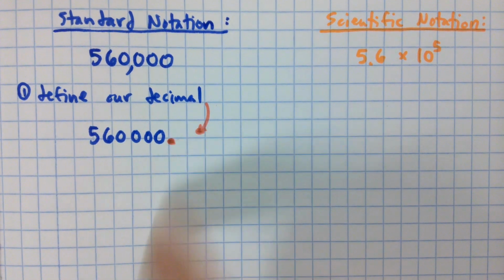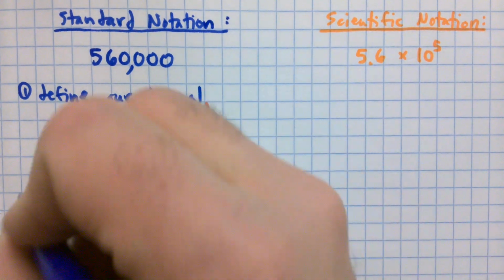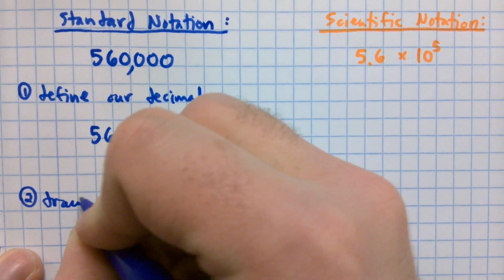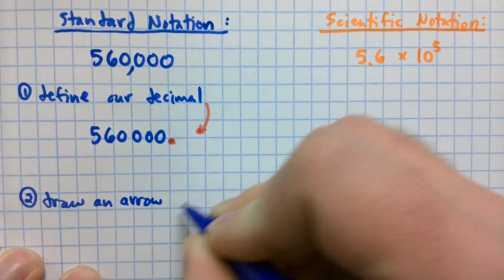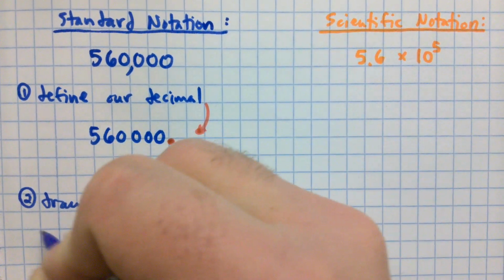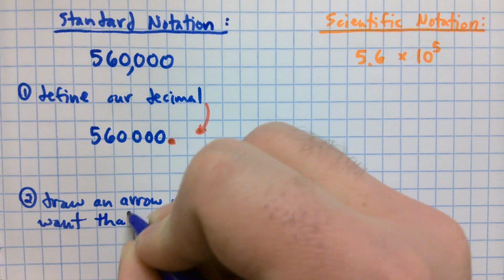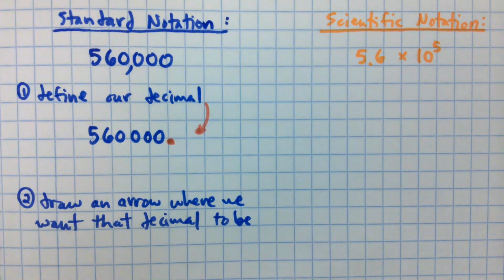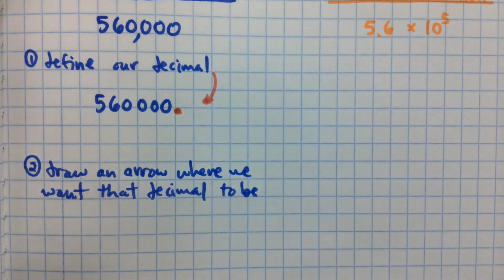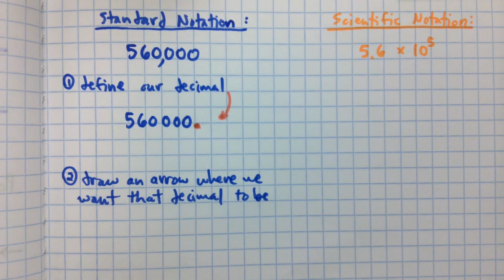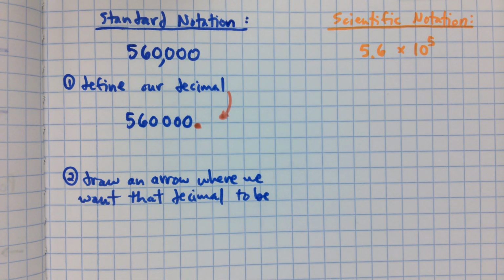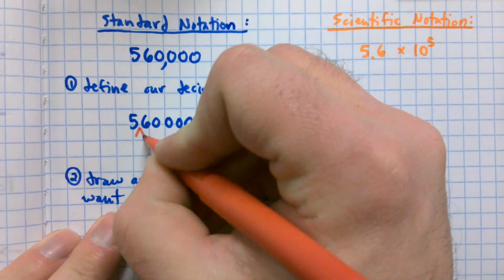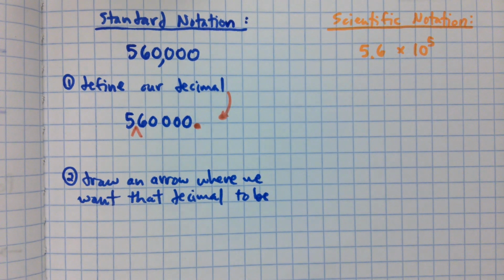So we define our decimal. It's right there. We're going to draw an arrow where we want that decimal to be. Anyone remember which two numbers we want that decimal to end up in between? 5 and 6. So let's draw our little arrow there right in between 5 and 6 like that. We want there to be one number to the left of my decimal.